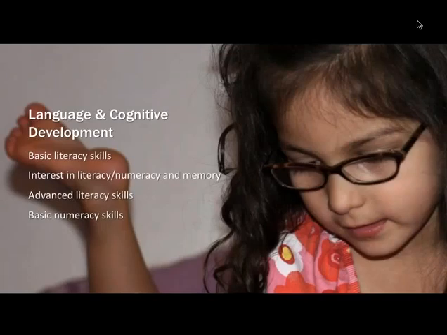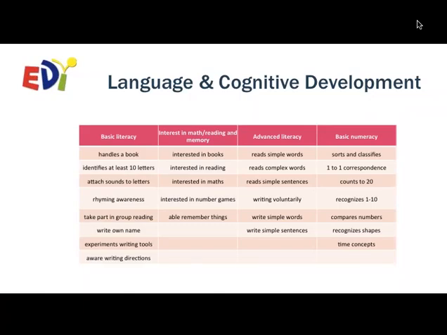Okay, I'm going to do the very last one, which is language and cognitive development. There are 4 subscales: basic literacy skills and advanced literacy skills, basic numeracy skills, and what we call interest in literacy, numeracy, and memory. It's a bit of a hodgepodge maybe there. And here are the items that go into it.